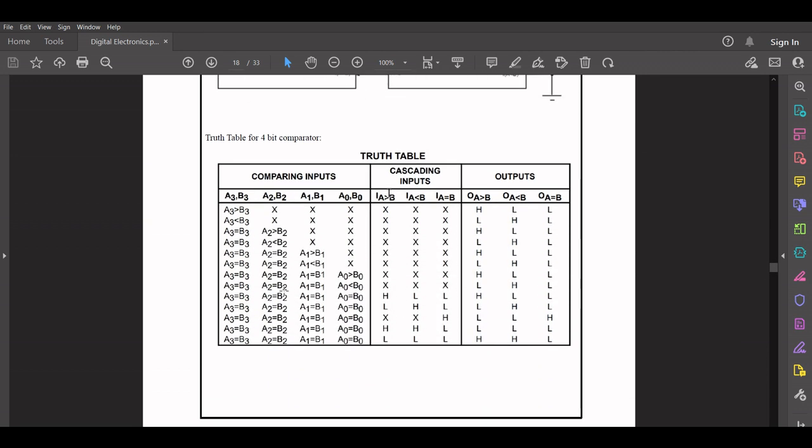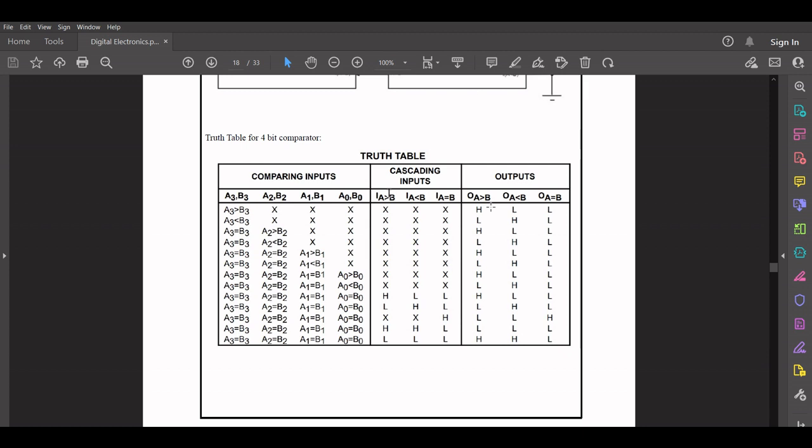Here is the truth table for a 4-bit comparator. We start by comparing the MSB bits for a 4-bit comparator, that is A3 and B3. In all of these first 7 to 8 cases, the cascading inputs are marked as don't care because we don't need them. In this case, if A3 is greater than B3, the output, that is OA greater than B, should be high, and the other two outputs should be low.